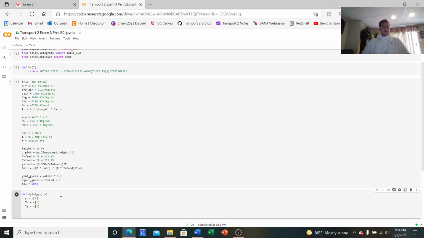And so now that we have this, we are storing our first 3 values that we're actually looking for in the differentials: the mole fraction, the temperature of the water, and the temperature of the gas. These are all going to be stored in these first 3 locations in the array, and we can call them by referring to the array in that way.